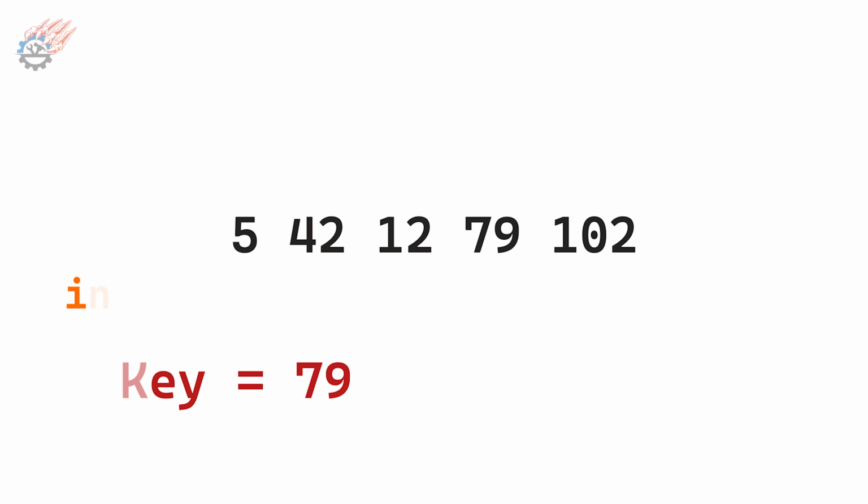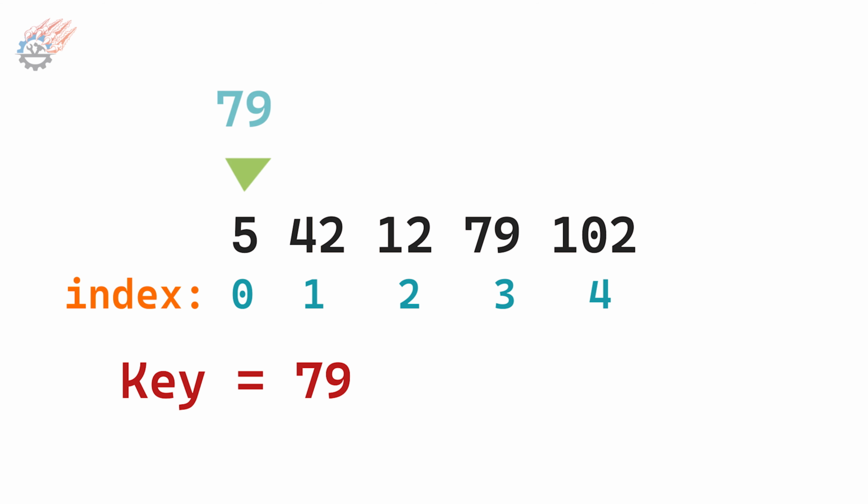Given key is 79, so we need to search for 79. We start searching from the beginning and compare each element with the key. 5 is not equal to 79, 42 is not equal to 79, 12 is also not equal to 79. And finally, we find 79 is equal to 79 at index 3. So we will return 3 from the linear search function.